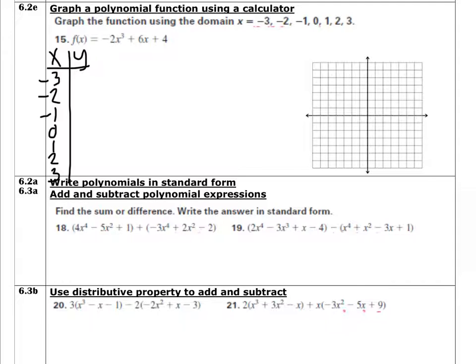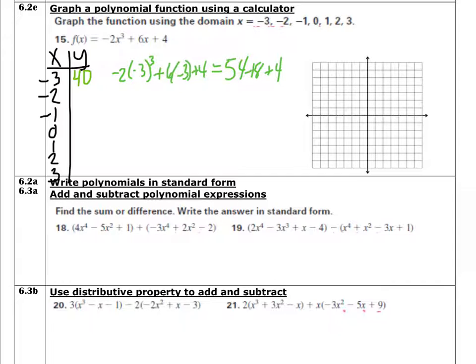If we put in -3, I'm going to put -3 for x and simplify. So it would say -2 times -3 cubed plus 6 times -3 plus 4. When you simplify this, -3 cubed is going to become -27. -27 times -2 becomes 54. This is going to be -18 and then plus 4. So we'll just write -18 and then plus 4. When you simplify this value, you're going to get that the answer is 40.